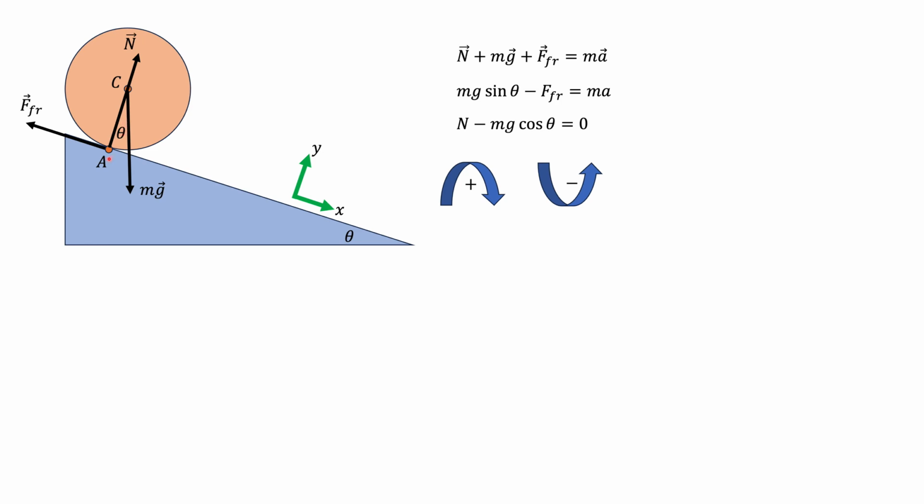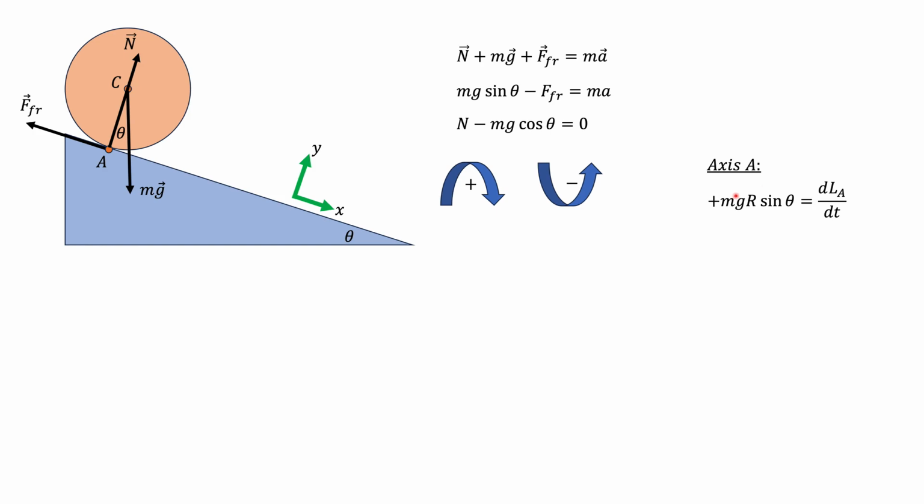Now let's calculate torques with respect to point A. Friction force and the normal force go through point A, so the torque is zero. The only force that produces non-zero torque with respect to point A, or more like axis A, is the gravity force. And the torque of the gravity force with respect to axis A will be the magnitude of the gravity force, which is mg, times the distance from axis A to the center of mass, and that's the radius, times the sine of the angle between them, which means sine theta.